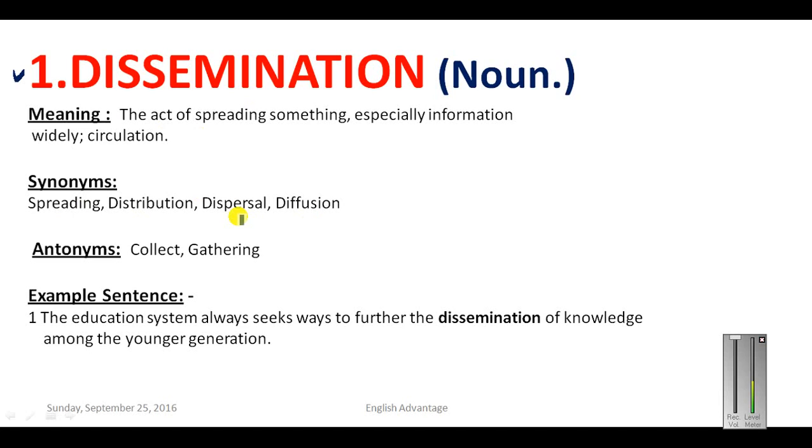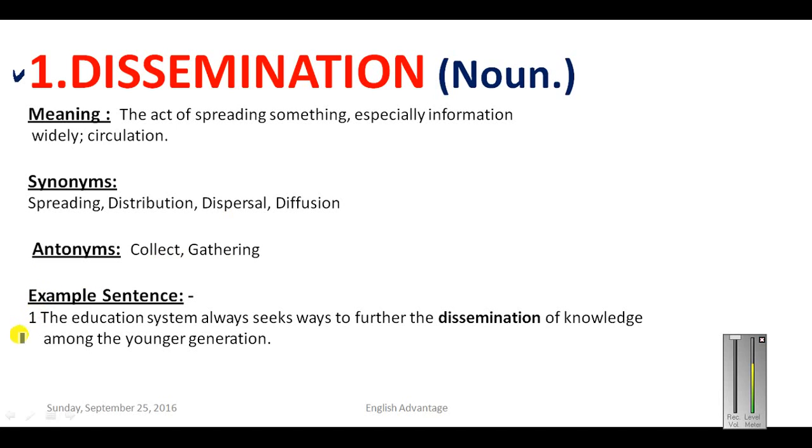Dispersal means to scatter something, and the exact opposite of this word is to collect. If you do not collect, you scatter, and scatter and disperse both convey the same meaning. So collect and gather are the antonyms for this word.